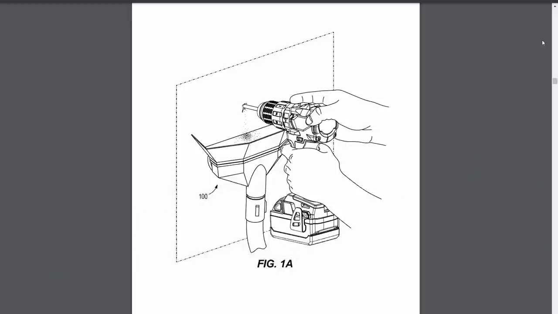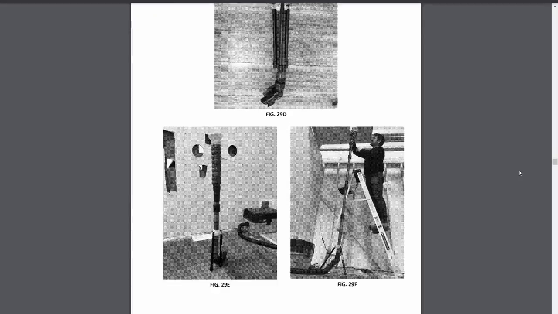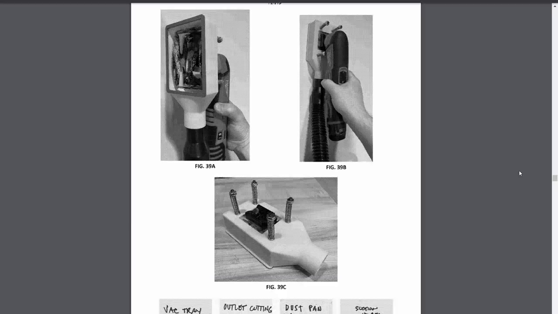I also found a couple vacuum patents as well. There's one with a ton of brainstorming for different vacuum accessories, including ones that are specific to working up near the ceiling, having a long extension that comes from your shop vac.